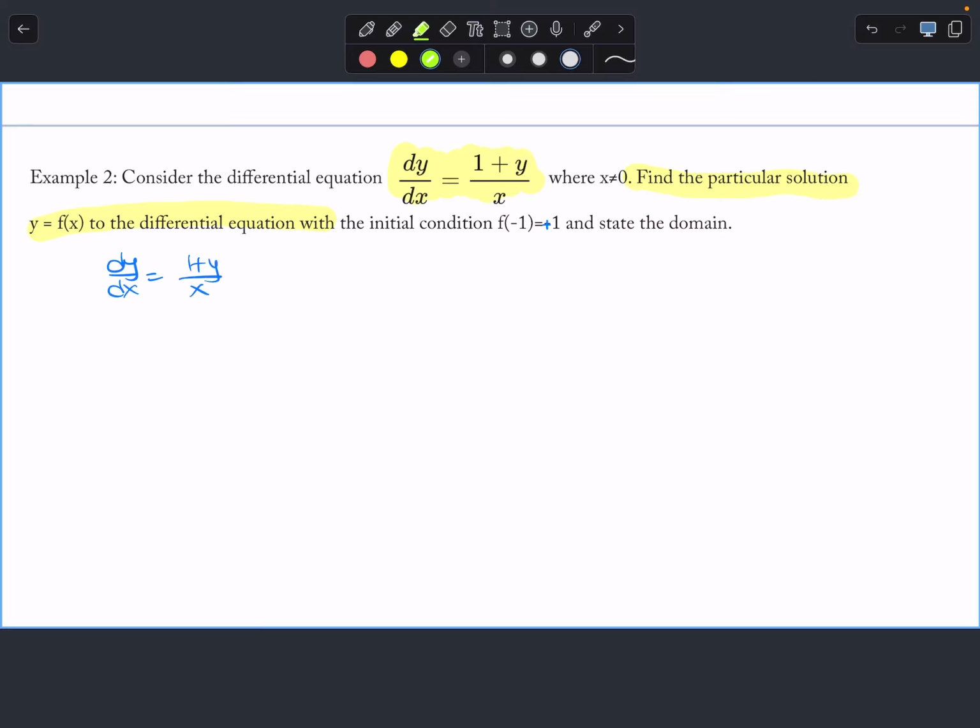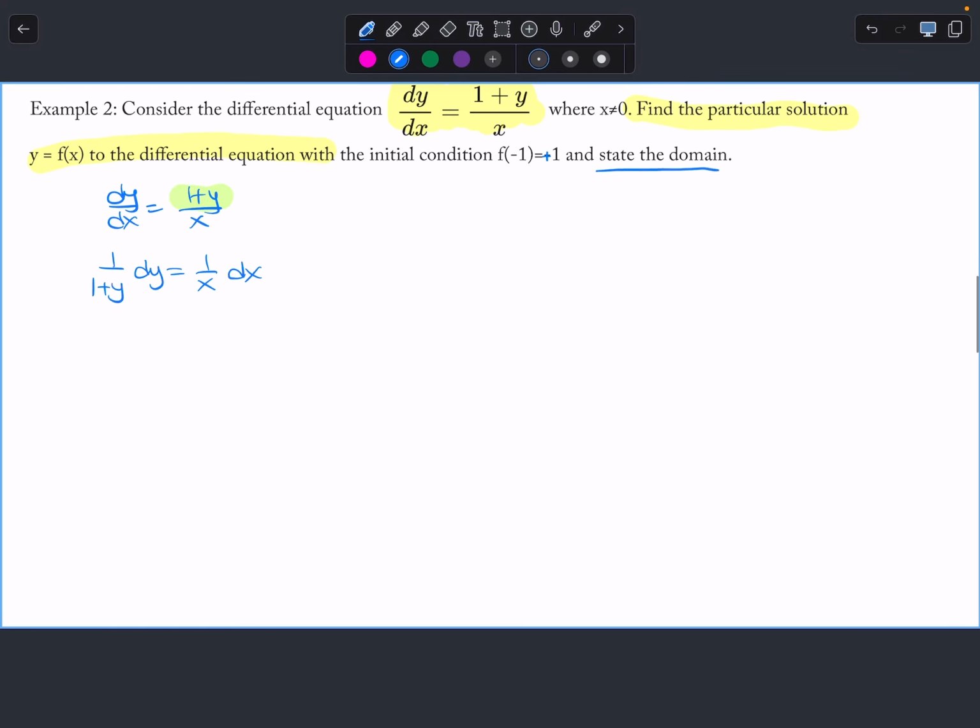And when I move the y terms to the left, I have to move everybody to the left that's holding hands with that y. So I have to move the entire 1 plus y to the left. Okay. So I have 1 over 1 plus y dy is equal to 1 over x dx. What you notice is that the question also says to state the domain. That's because we got to deal with ln. Everybody's favorite. Okay. So here's my step 1 of separation of variables.